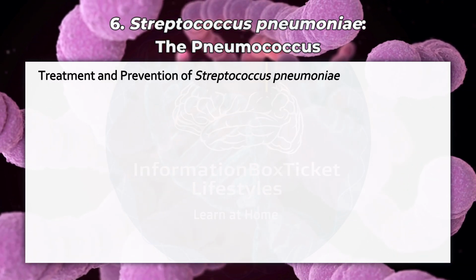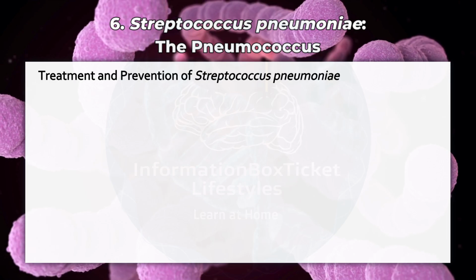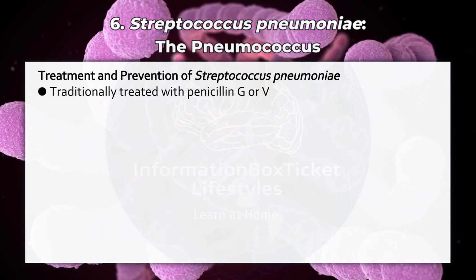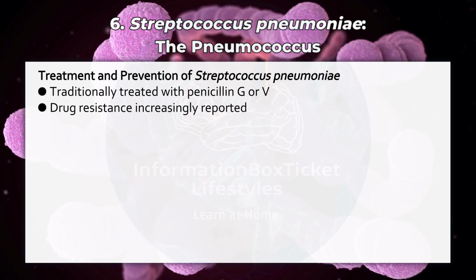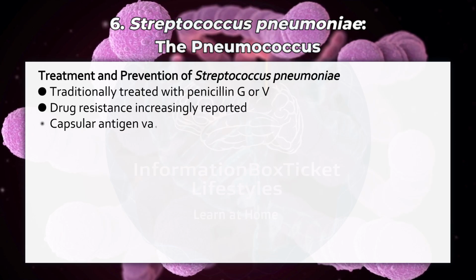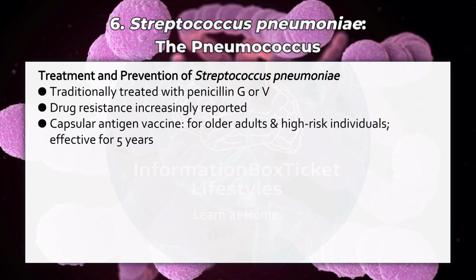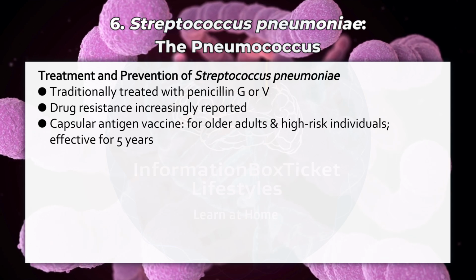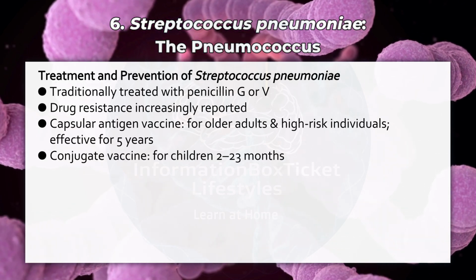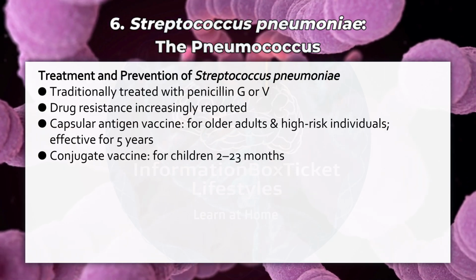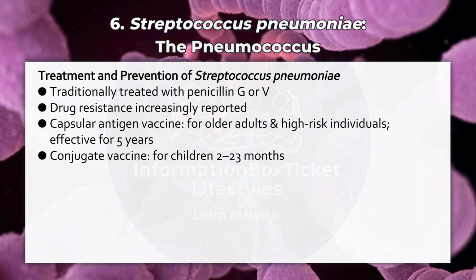Treatment and prevention of Streptococcus pneumoniae. Traditionally treated with penicillin G or V. Drug resistance is increasingly reported. A capsular antigen vaccine is given to older adults and high-risk individuals, effective for 5 years. A conjugate vaccine is given to children 2 to 23 months.